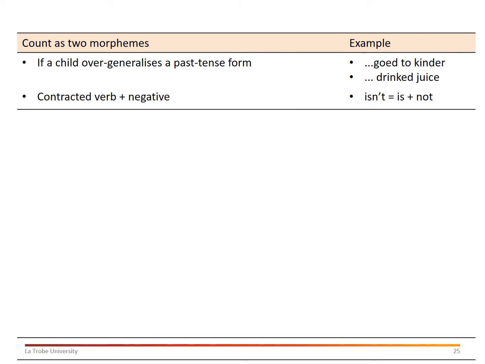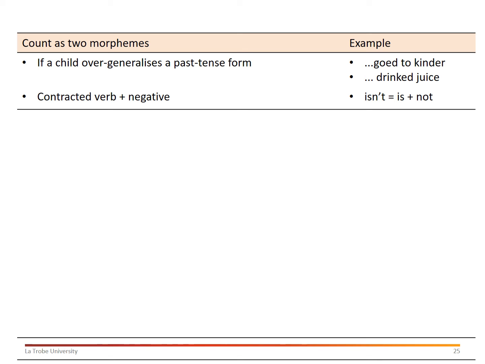Count as two morphemes. If a child overgeneralises the past tense form, so if he or she says, I goed to kinder, we count that as the verb go plus the ed ending. The correct form is I went to kinder, and if that's what the child said, only one morpheme would be allotted to went. But in this case, as many children do, the child has overgeneralised the past tense form.